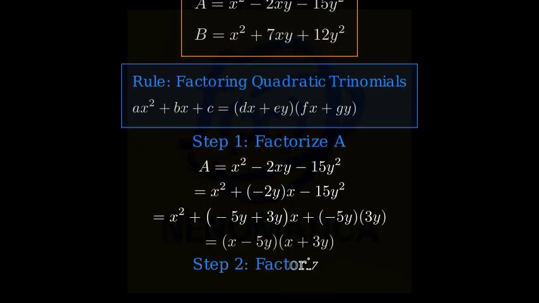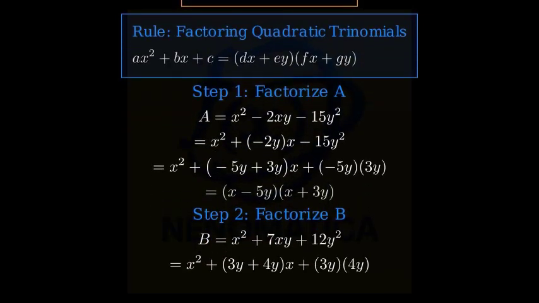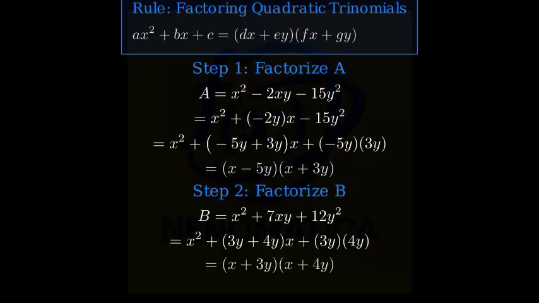Step 2. Factor the polynomial B. We split 7xy as 3y times x plus 4y times x. 3 plus 4 is 7, and 3 times 4 is 12. Grouping gives (x plus 3y) times (x plus 4y).